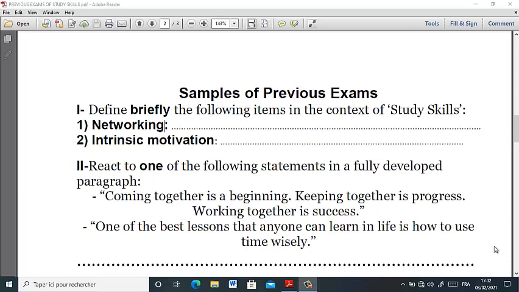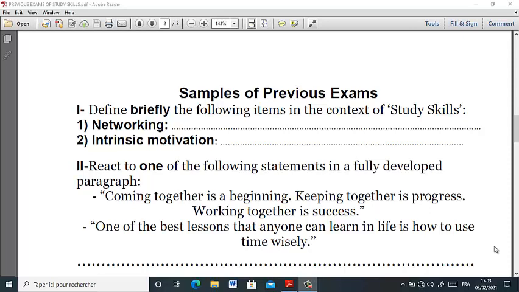So let's get started. Alright? So as you see, this is a sample of a previous exam. Alright? So let me read the first question for you.